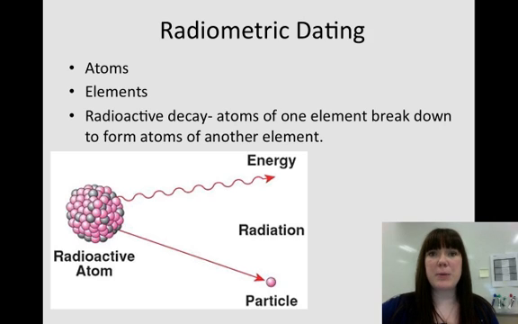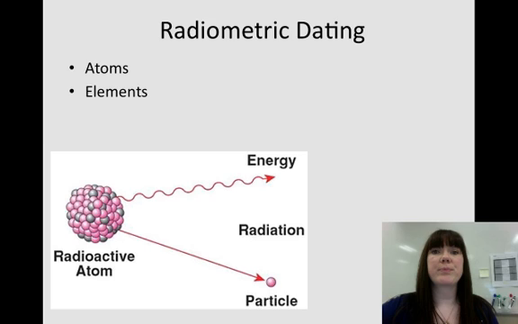Sometimes atoms can be radioactive, and what that means is that they're unstable, and over time they will decay. Through the decay process, they give off energy and sometimes particles as well. Sometimes they turn into totally different elements, and sometimes they just give off energy. But over time, eventually they will decay.